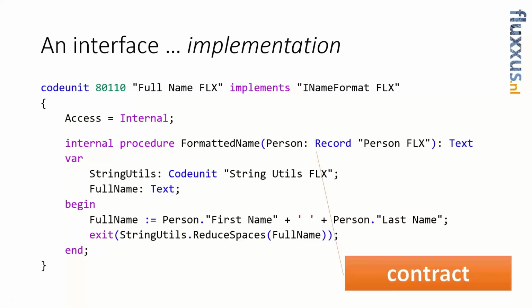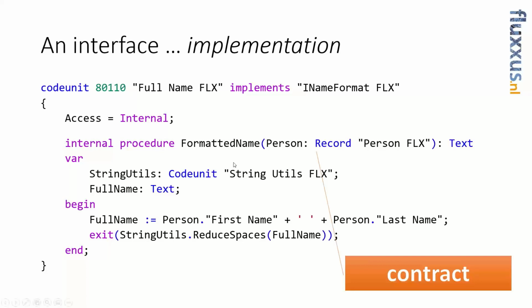This could be an implementation called full name, and here we combine first name and last name. And yes, this is maybe not that nice a concatenation, but this is just an example. As an extra, I added a method that reduces spaces. So if there are too many spaces and it doesn't look too nice, let's remove duplicate spaces. But that, of course, is one way of implementing it.